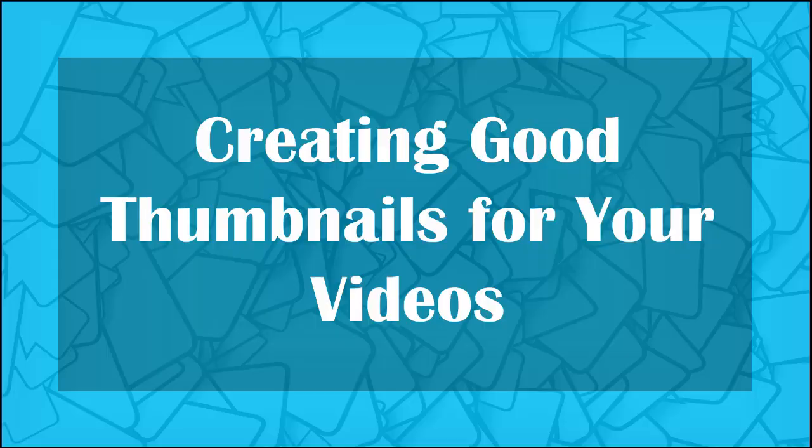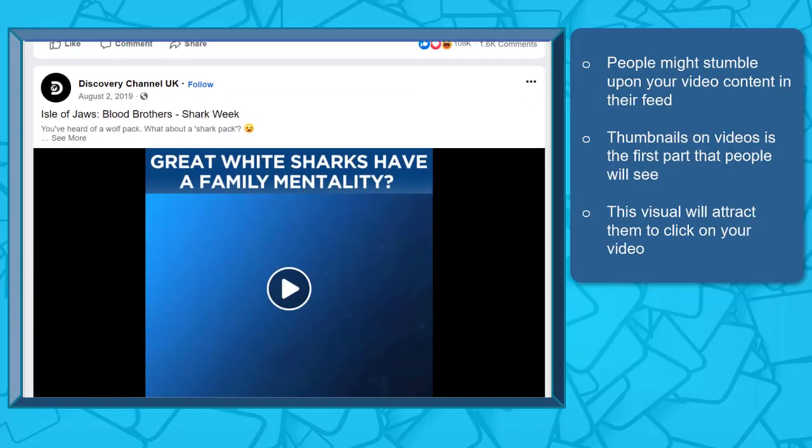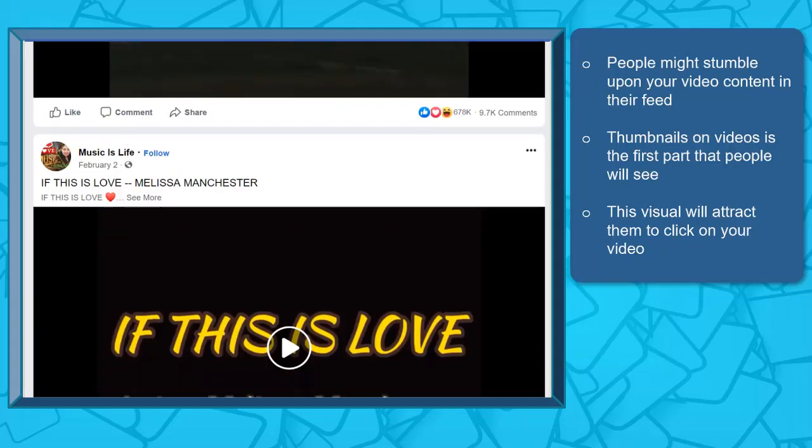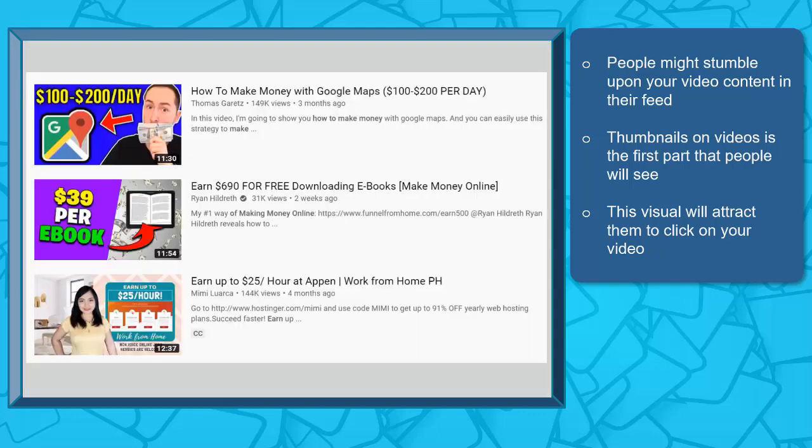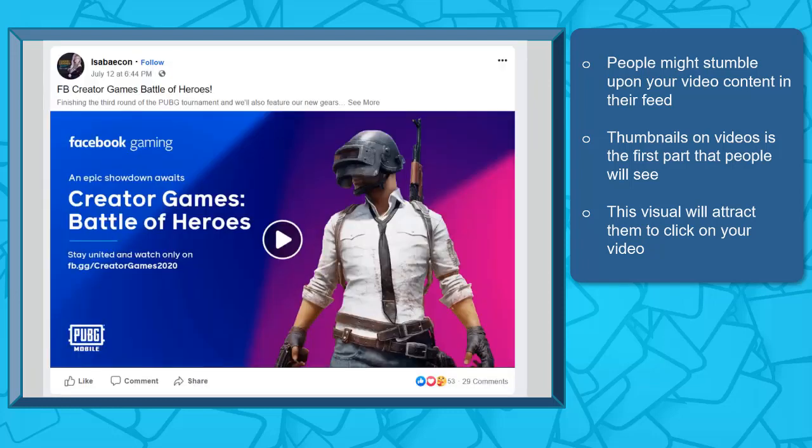Let's get started. People who are browsing their feed might stumble upon your video content that you recently posted. YouTube gets more video clicks when people see great visual art thumbnails for their videos. Your video's thumbnail is the first part that will be seen by your viewers, the first visual that will attract them to click on your video and watch it.